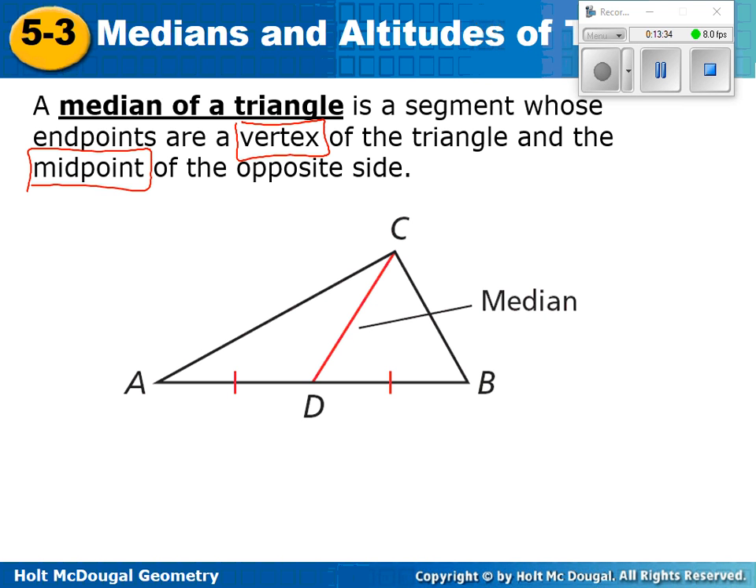What does it have to form at the midpoint, though? 90-degree angle. And notice that a median does not have to form a 90-degree angle. So a median could be a perpendicular bisector at the same time, but they do not have to have the same characteristics other than they both go through the midpoint. The median has to go from the vertex. The perpendicular bisector does not. The perpendicular bisector has to form a right angle. The median does not. Okay? So that is an example of a median.